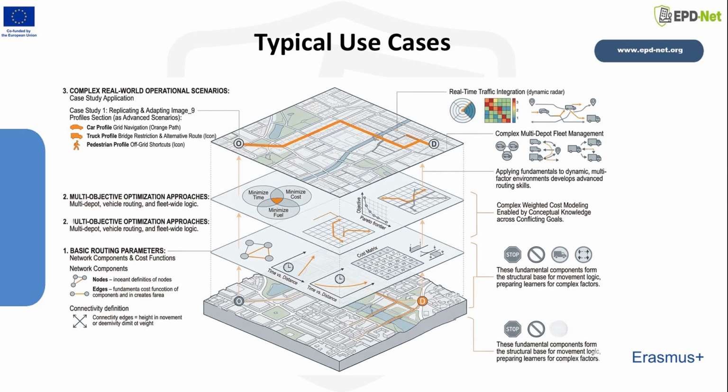Route optimization is also essential in logistics and urban services. It supports the organization of delivery and service routes, helps reduce unnecessary travel, and lowers operational costs. These use cases demonstrate how GIS-based routing concepts are applied in real-world scenarios across different sectors.